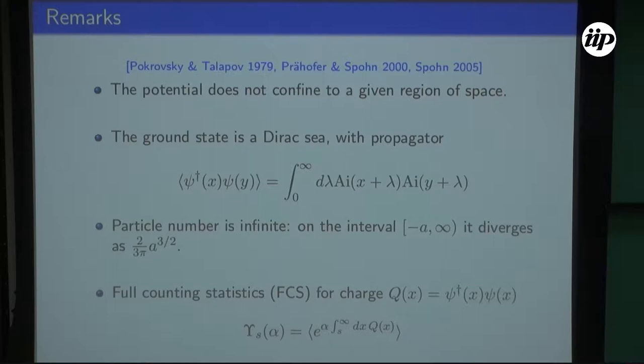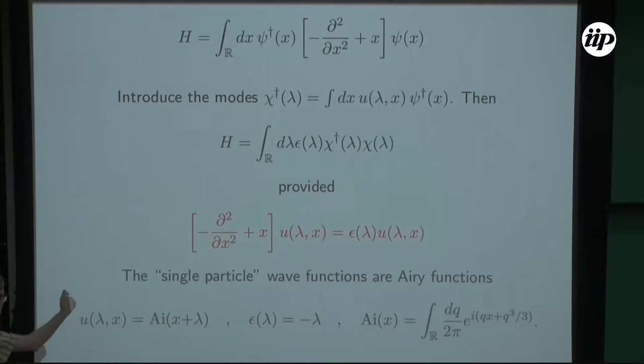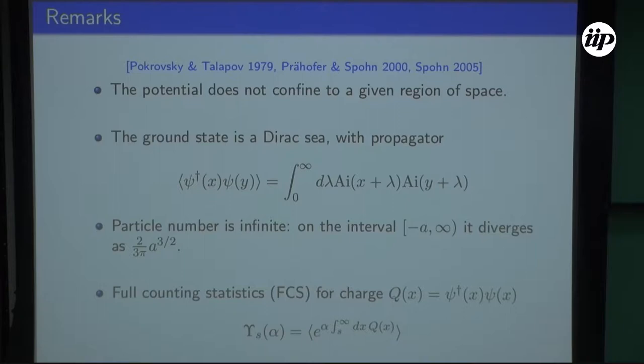Okay, and if you do that, well, I just told you that the energy is minus lambda, so it's very easy to find the ground state. Lambda can be any real number, I forgot to say. So to get the ground state, you just need to pick the lambda that are positive. Okay, so you do that, and what you find is some kind of Dirac sea. All values of lambda positive are allowed, so the energy is strictly speaking infinite, but I don't care about this.